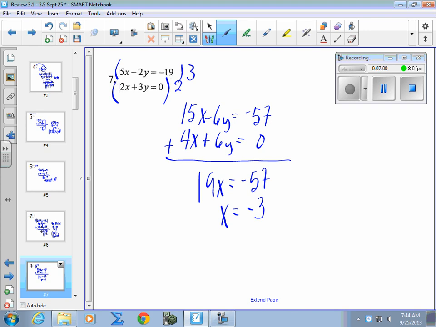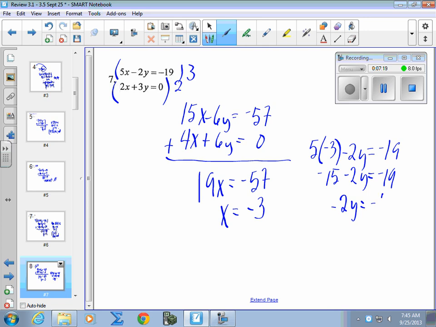So if x is equal to negative 3, we have 5 times negative 3 minus 2y is equal to negative 19. And negative 15 minus 2y is equal to negative 19. So negative 2y is equal to, what is that, negative 4. So y is equal to 2. Do I have that correct? So I have negative 3 and 2. It is consistent and independent.